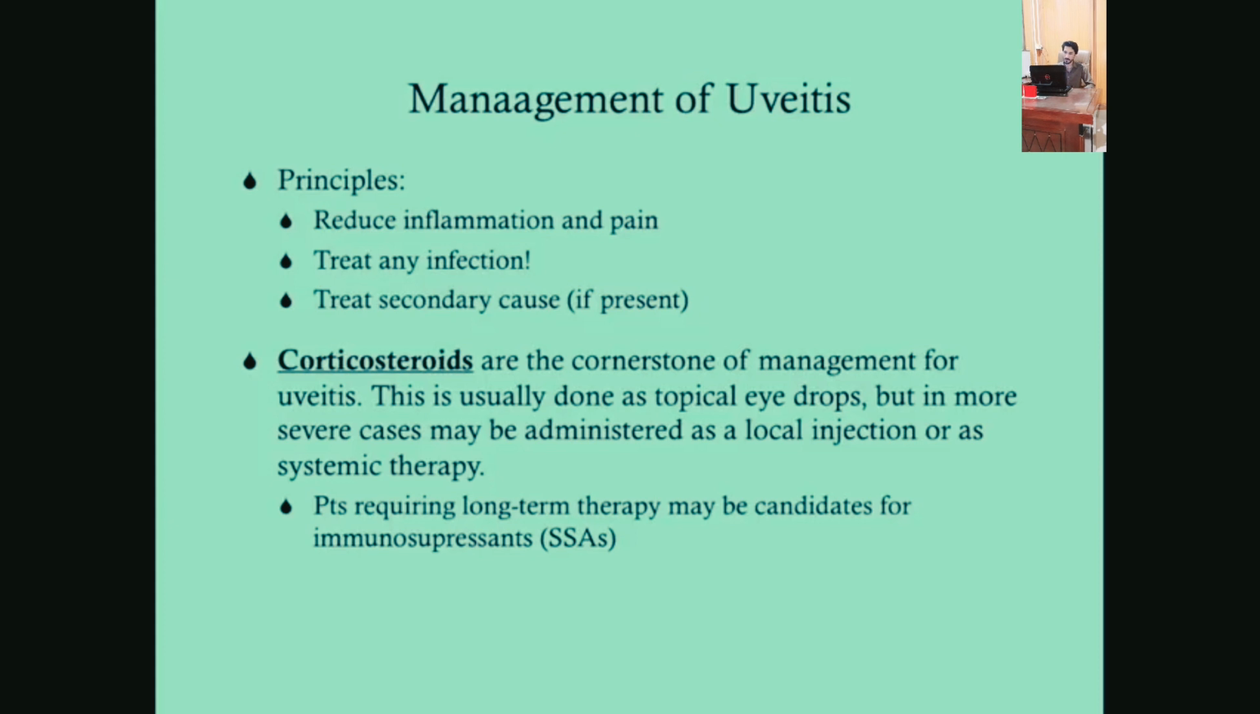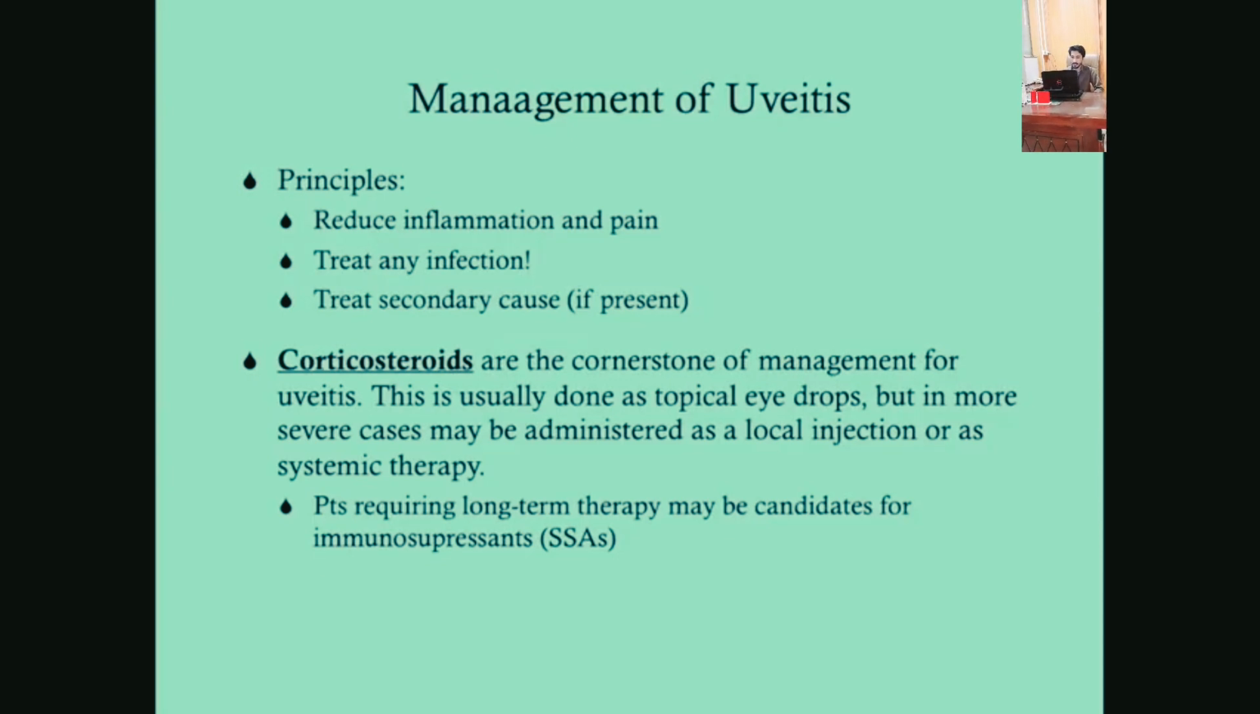Most important, especially when you're talking about anterior uveitis, is glaucoma. You want to treat any infection, and that's important because if there's an infection there, it needs to be treated in order to get rid of the uveitis. And then you want to treat any secondary cause if it's detected, if it's present. So corticosteroids are the cornerstone of management for uveitis.